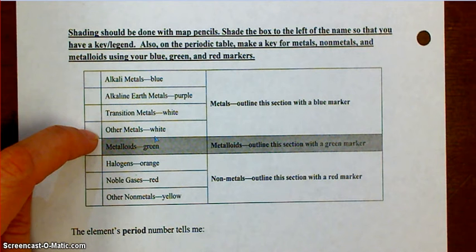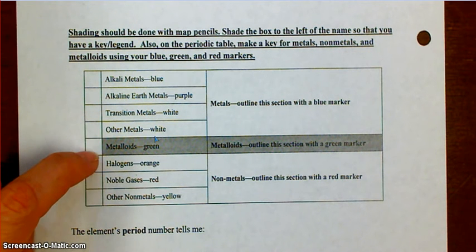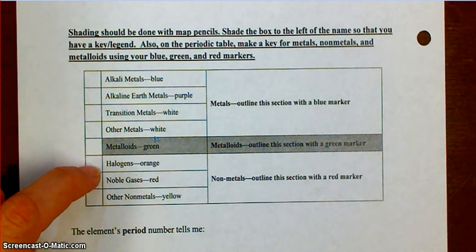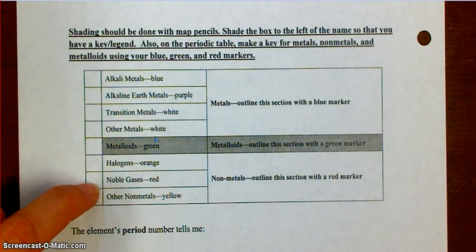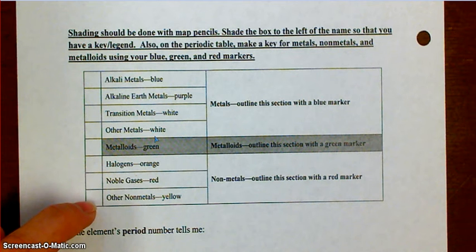These two guys, we're going to leave white. Metalloids are going to be green. Halogens are going to be orange. Noble gases are going to be red. And any other just non-metals are going to be yellow.